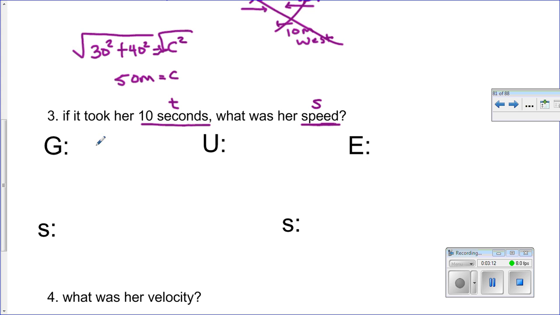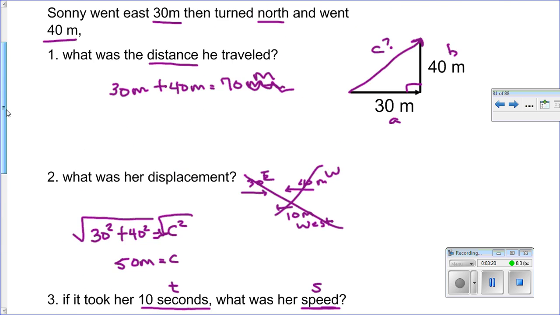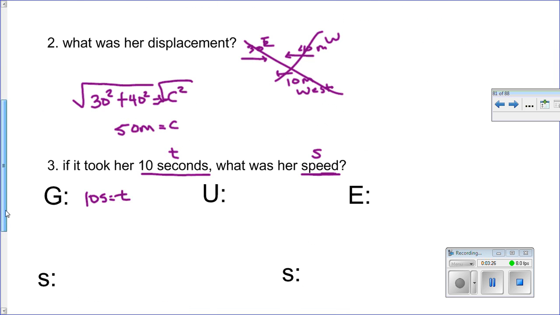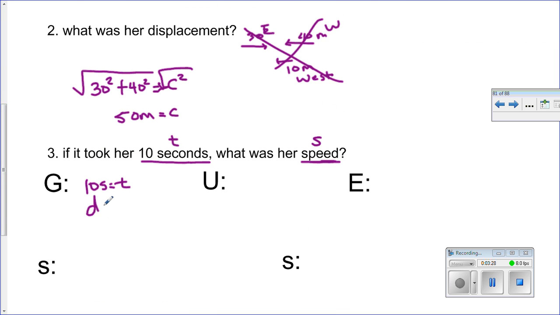Okay, so this is what you should end up with. So we have 10 seconds is my time. Since we're doing speed, we look at our equation for speed. This is distance and time, right? So I can't use displacement. I cannot use displacement. I have to use distance. Okay, so my distance is 70 meters. Good. My unknown is speed.